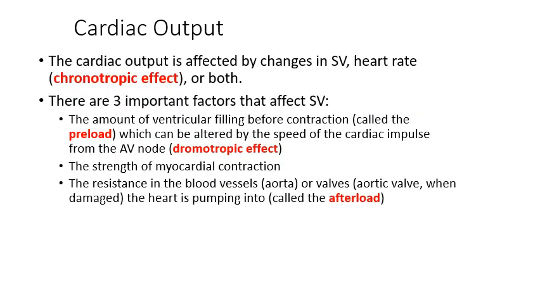Okay, so a few things can affect the cardiac output. The chronotropic effect: chrono refers to time. So this is the effect that time has, which means the speed with which the heart is beating. If you beat the heart faster, you're going to get a higher cardiac output just because you're putting more beats out there for every minute. And then there are things that are going to affect the stroke volume as well.